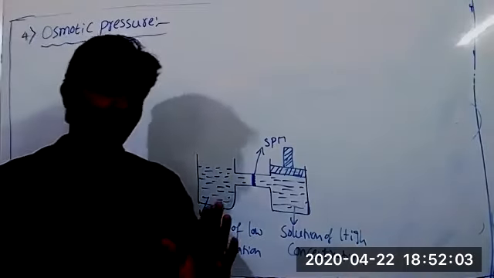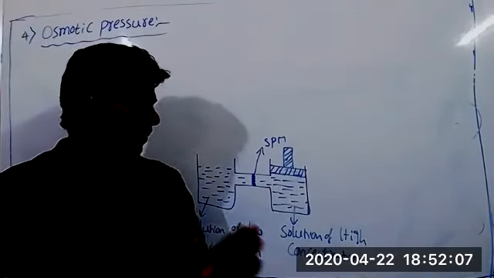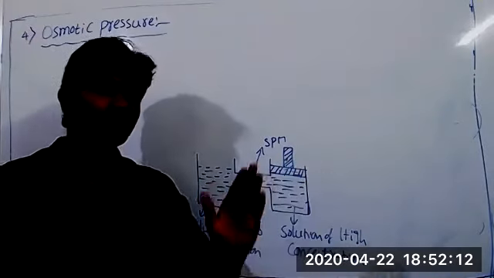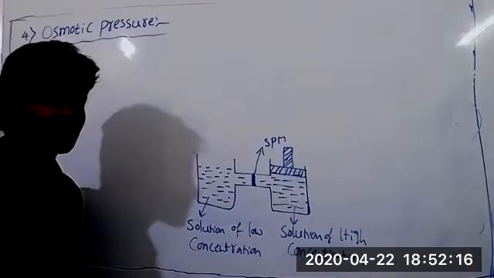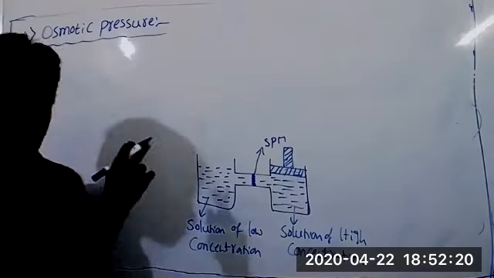Listen once again, the definition. The pressure that must be applied on the solution of high concentration side to just stop the flow of solvent from low concentration to high concentration is called osmotic pressure. Right, definition.